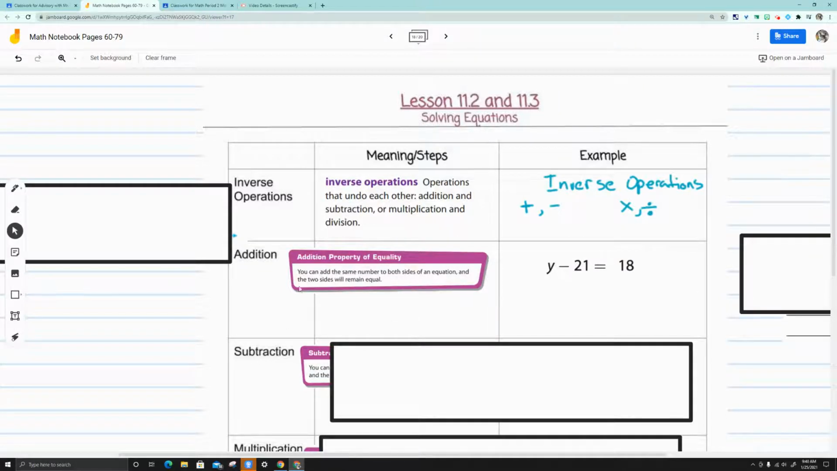Our next definition here, vocabulary, is using addition when solving equations. And our definition or example from the book we have here is the addition property of equality. The addition property of equality says you can add the same number to both sides of an equation, and the two sides will remain equal.